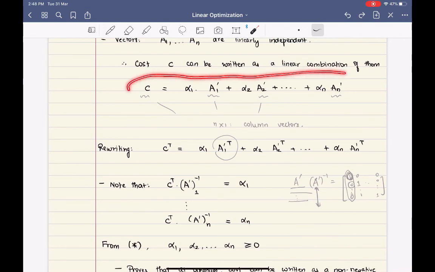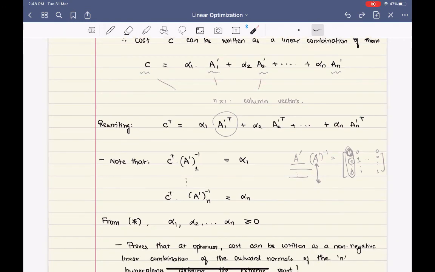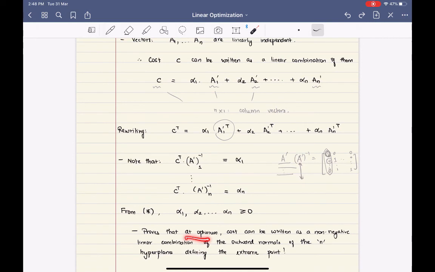Thereby showing that the cost at the optimum can be written as a non-negative linear combination of the outward normals, which are these things, of the n hyperplanes defining the extreme point. Okay, this finishes the proof. In the next lecture, we will give an interpretation of duality based on this picture.